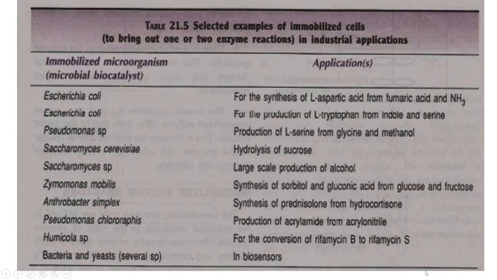So these are the applications. You can use immobilized E. coli for the synthesis of aspartic acid. E. coli can again be used for the production of L-tryptophan from indole and serine. Saccharomyces cerevisiae can be used for the hydrolysis of sucrose. This biocatalyst can be immobilized and used, because these organisms are involved in more than one enzyme reaction.